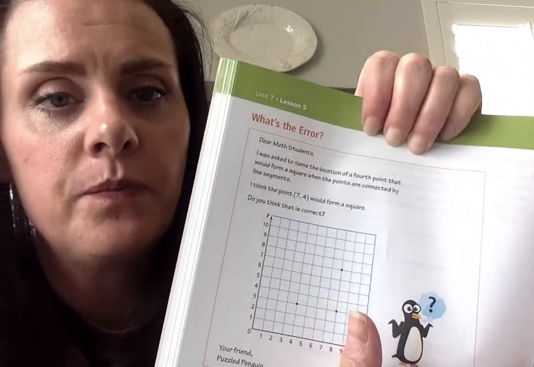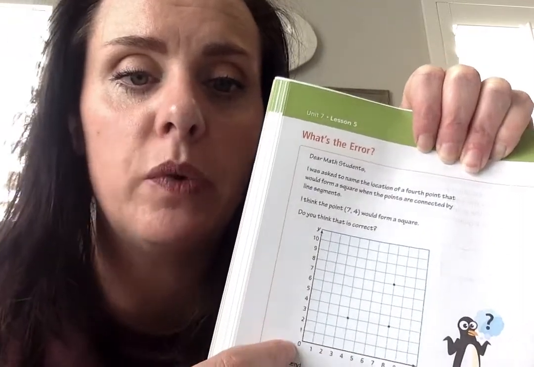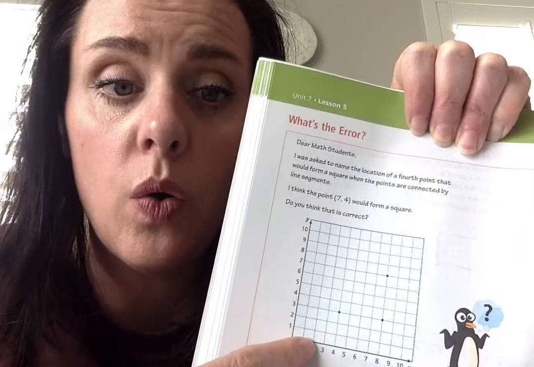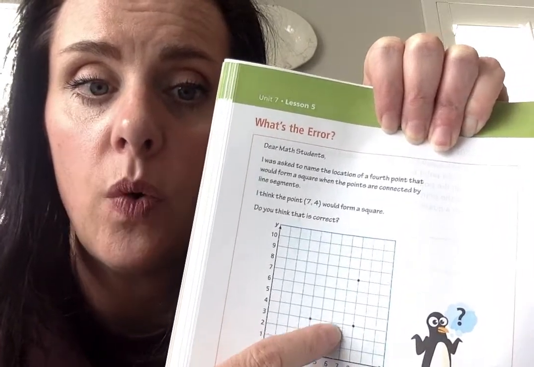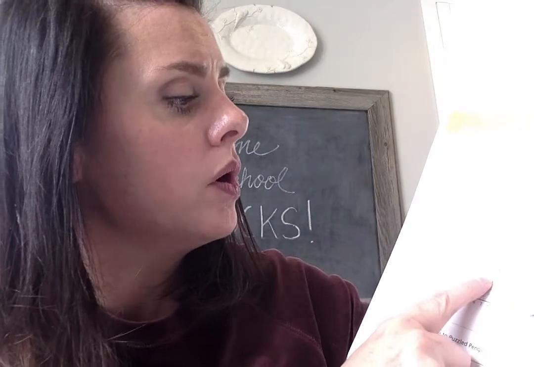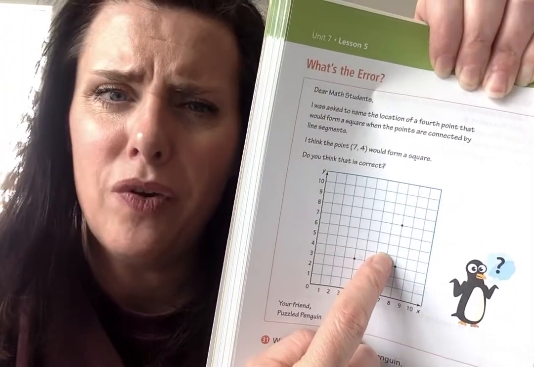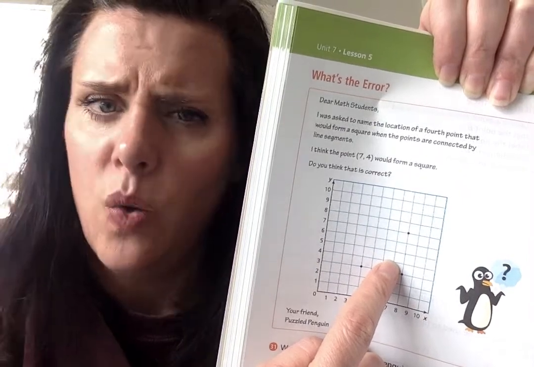Okay, so take a look at the graph. I want you to find 7, 4, put your finger on it. Is he correct? Now we know Puzzled Penguin is not always correct, so we can probably assume that he's not, but if you did it exactly how he did, let's take a look. It says that he found the point 7, 4, and he thought that would be it. Well, if we did that, we'd go over 7, up 4. Am I doing that right? Over 7, up 4. There it is. Would that form our square? Would that be right? What did he do wrong?